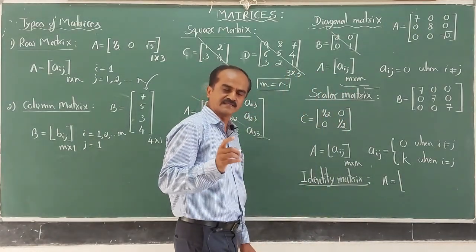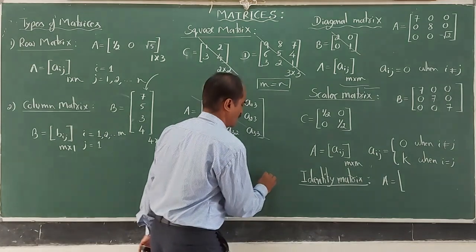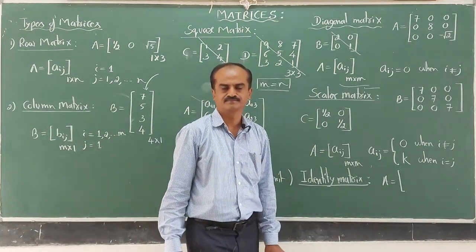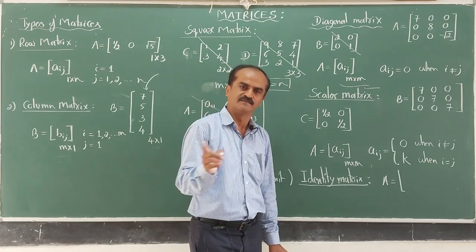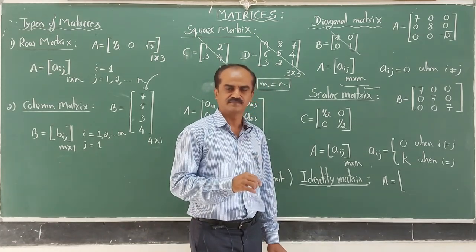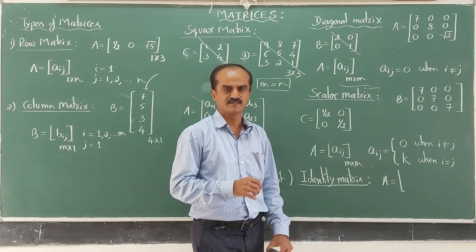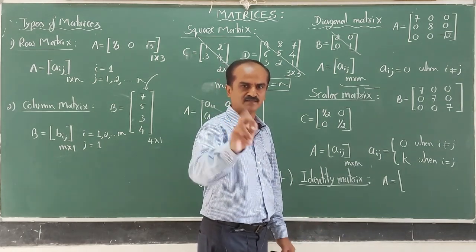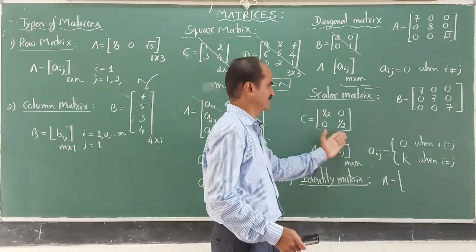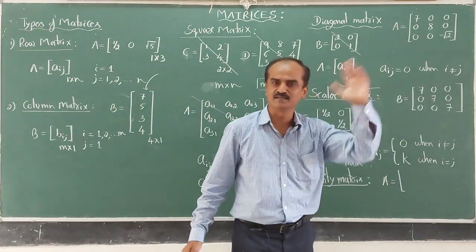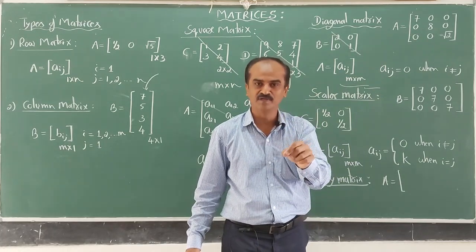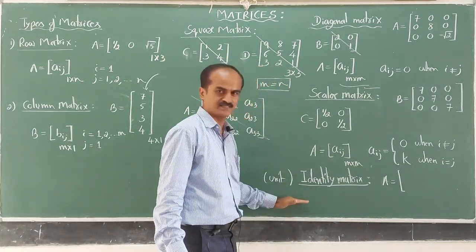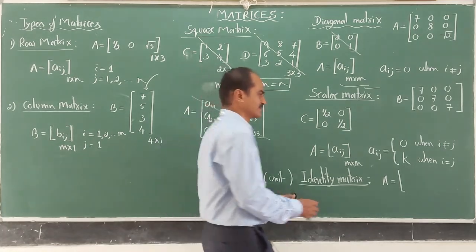A matrix is said to be identity or unit matrix also it is called. A matrix which is a scalar, it is basically a scalar matrix in which each diagonal element must be equal to unity. In scalar matrix we said each diagonal element can be any real number. In particular, if that real number is equal to 1, then such a scalar matrix is called an identity matrix. Now let me write the example for that.